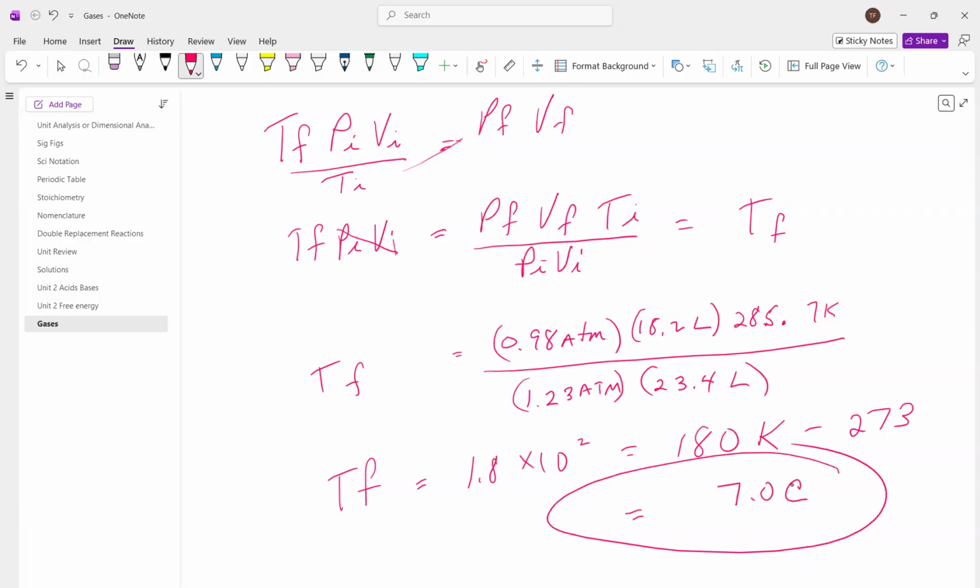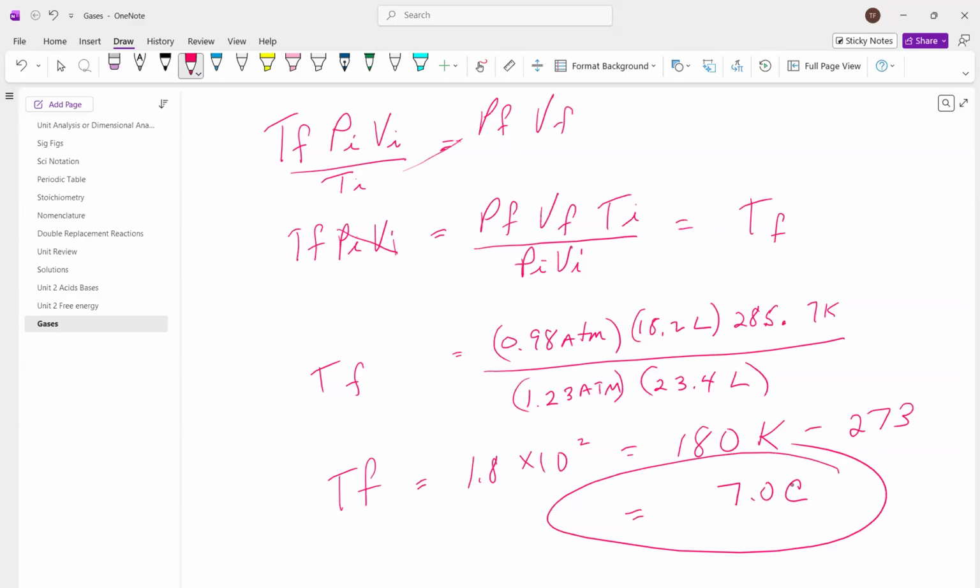Okay, does that make sense? All we're doing is we're taking initial conditions, final conditions, and solving for one of the variables, typically one of the final variables, to find what the final temperature is going to be after everything readjusts itself.